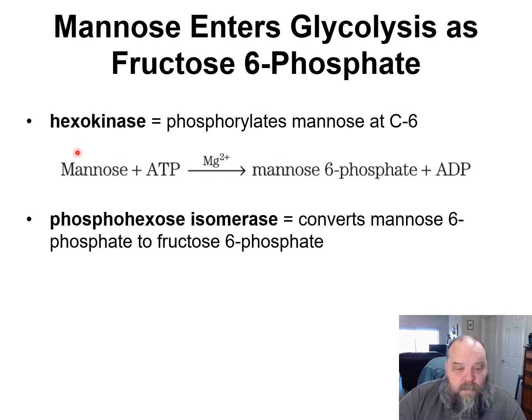See the same thing, hexokinase takes mannose and makes mannose 6-phosphate, and an isomerase converts this into fructose 6-phosphate.